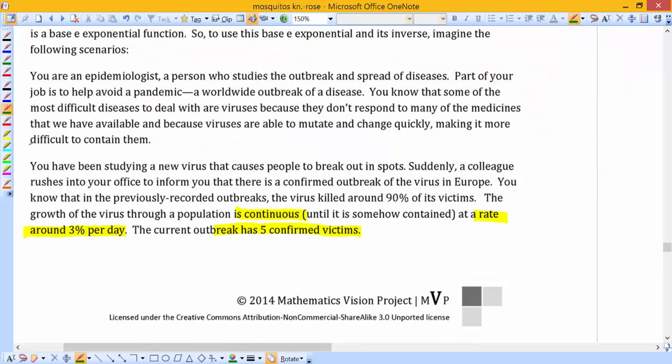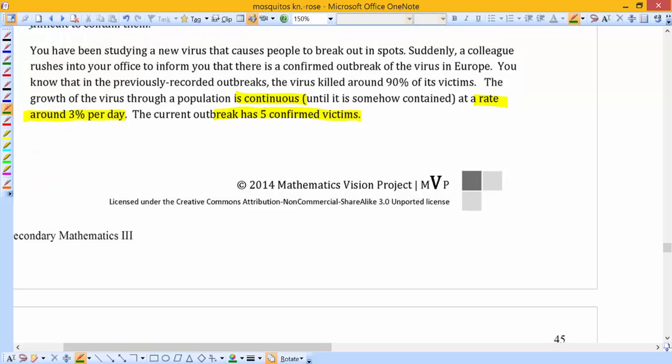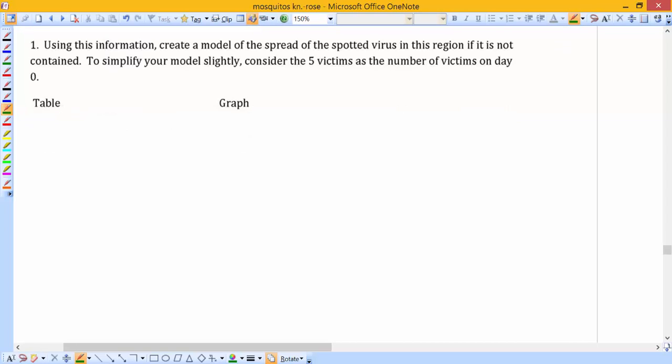So we're going to start with a disease in the first half of our problem today. And I've highlighted the important things that we need to know because there's a lot of unnecessary information. So we are told it's continuous and that it's growing at a rate of 3% per day, so 0.03, and it has 5 victims already, and that's actually going to end up being our principal. So now, in number 1, I am asked to model this using a table, a graph, and an equation.